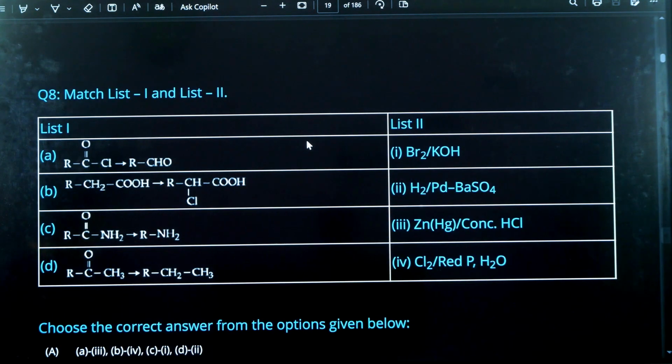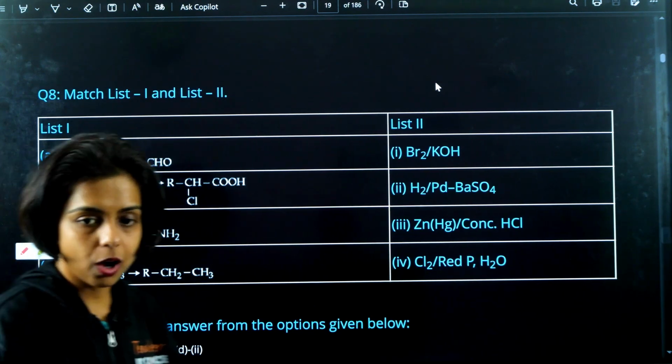Now the next: match the following. Okay, we have to match the following. Let's check how we can match these.